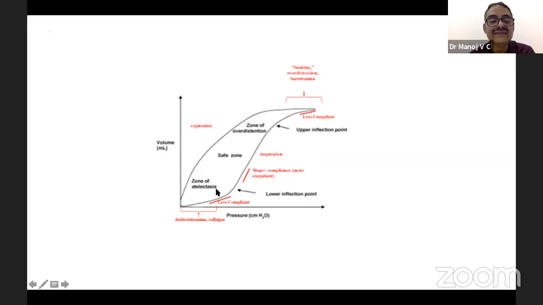If you ventilate below this area, you are going to cause more collapse of the lung, so you're going to get atelectrauma. And if you are going to ventilate above this area, with more increase in pressure, actually you are not increasing the volume much, and unnecessarily you will land up with barotrauma and volutrauma.